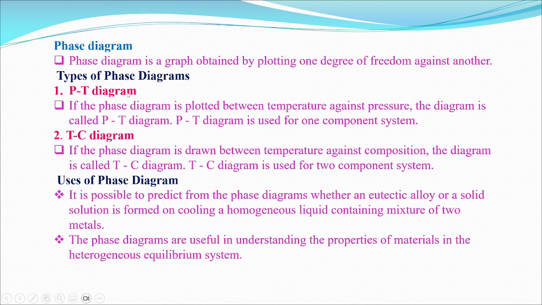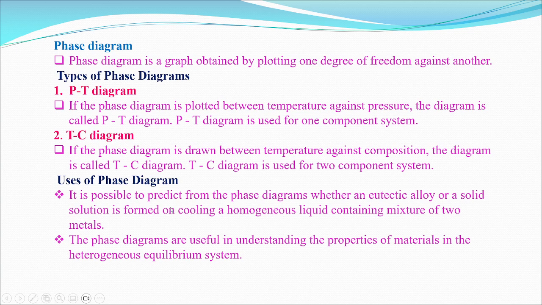Here there are two types of phase diagram. One is the PT diagram and the other is the TC diagram. So that is the pressure-temperature diagram, which is used for a one component system, and the temperature-composition diagram is used for a two component system.